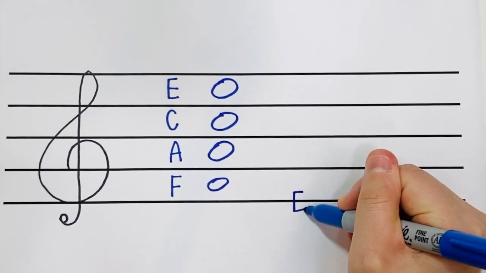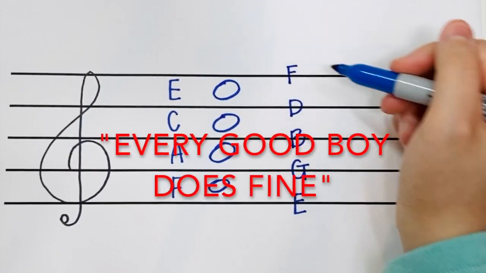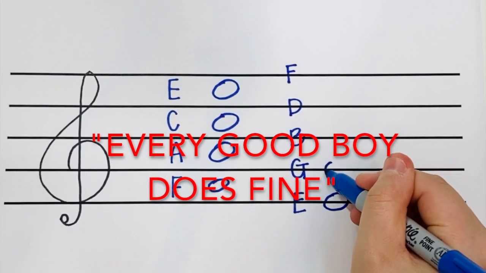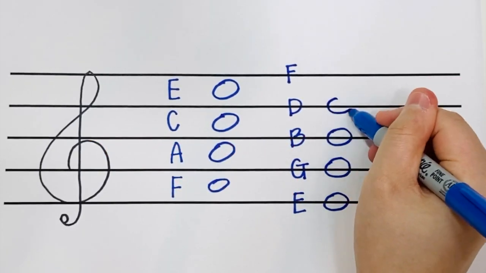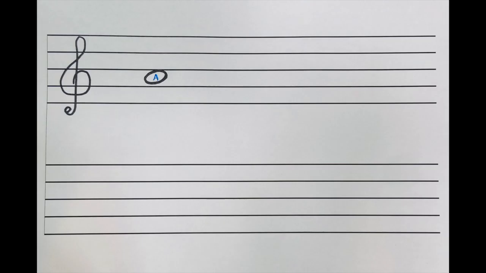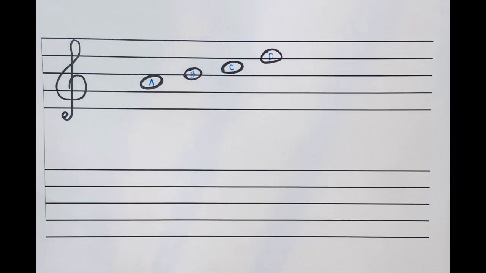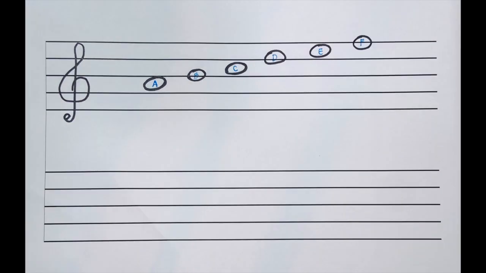There's a similar acronym for notes on the lines as well. You can memorize Every Good Boy Does Fine. They are the notes E, G, B, D, and F. This note is an A. Every time you go up one step, that indicates that you're going up one letter. A note above an A is B. A note above a B is C, then D, E, and F.